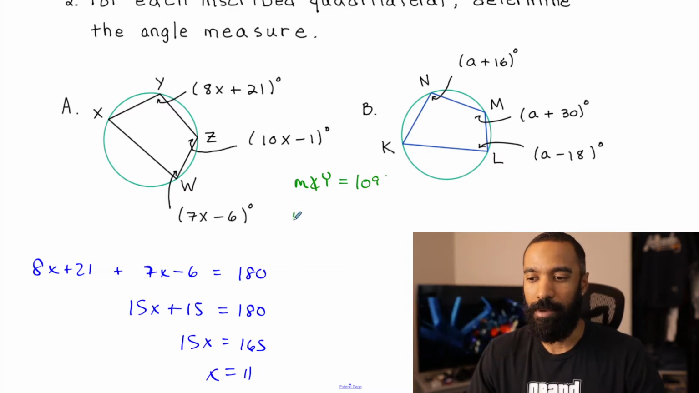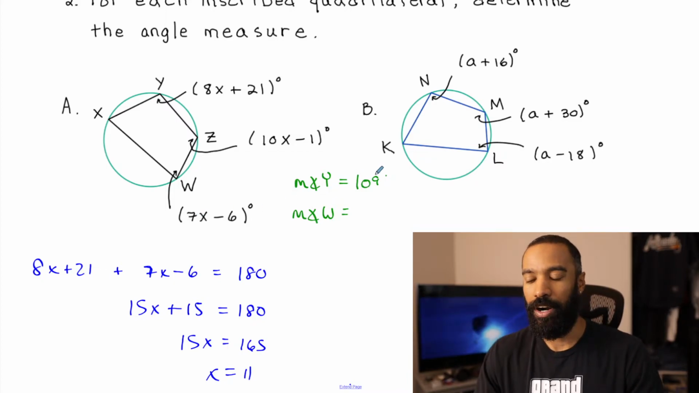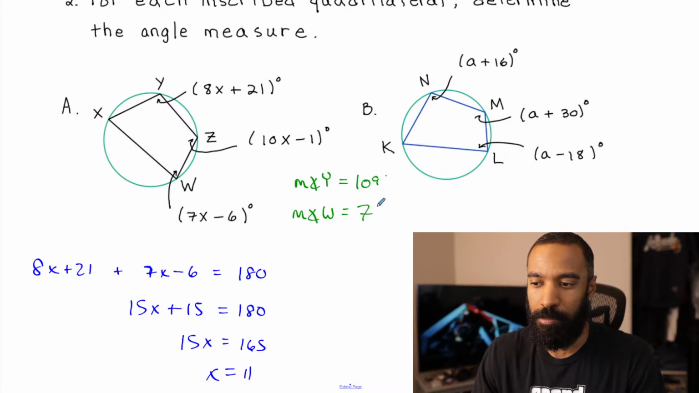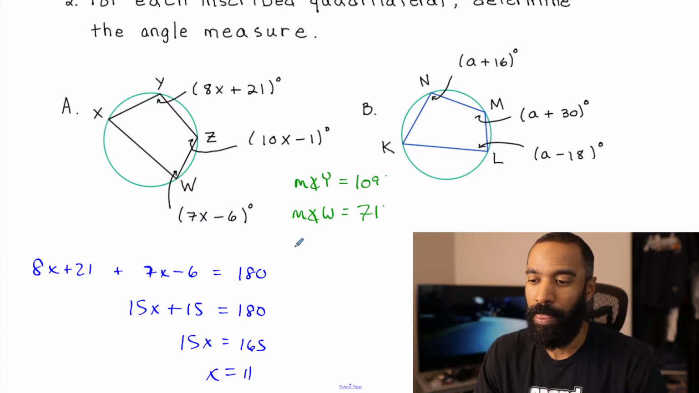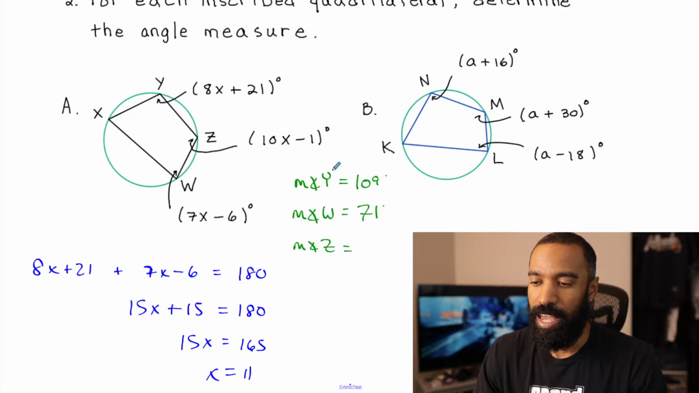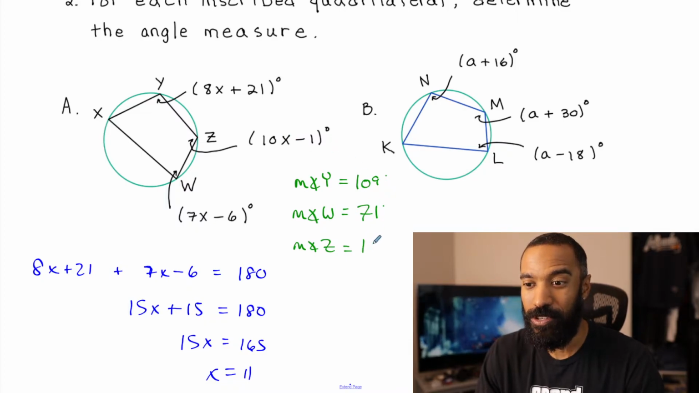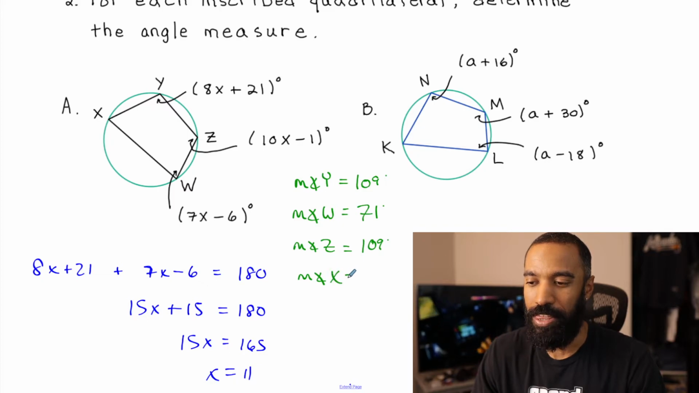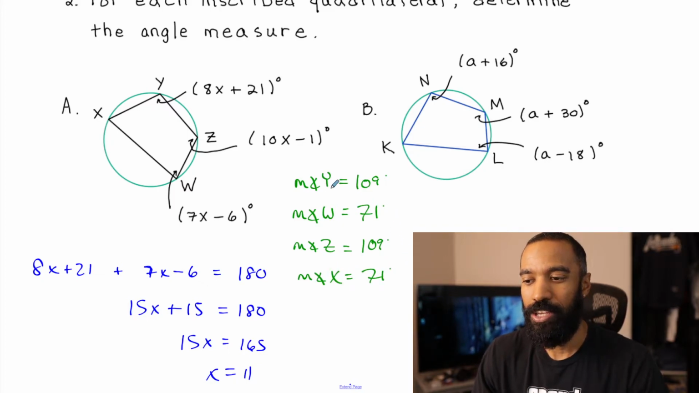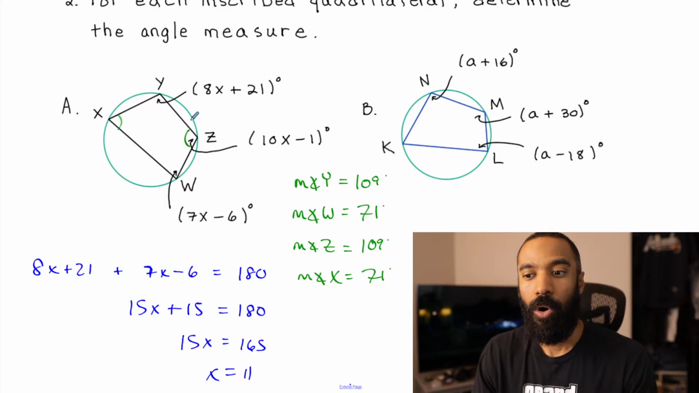Two ways you could find measure of angle W, therefore. You could either plug this in or do 180 minus 109, which should be 71 degrees, or 77 minus 6 is 71 degrees. Measure of angle Z is 110. I feel like I'm doing that wrong. No, that's right. 110 minus 1, which is also 109 degrees. Apparently those are congruent. That must mean measure of angle X is also, therefore, 71 degrees. You have two different ways you can do that. Again, the supplementary bit, these two add to 180.